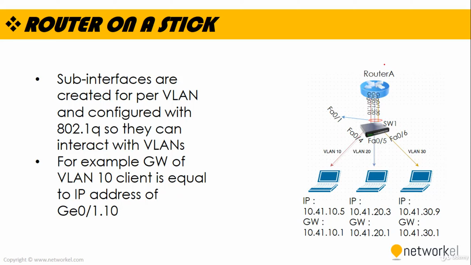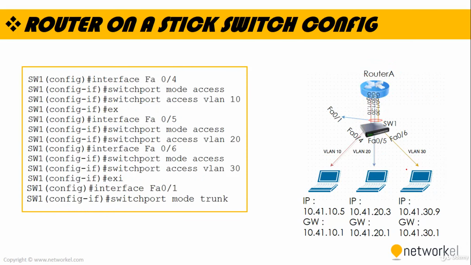the router. As you can see on router A, we have a physical interface connected to our switch, which is gig 0/1. This is the physical interface. But what I'm doing in this router on a stick method is creating 1, 2, and 3 sub-interfaces for this example to provide the communication between these 3 different VLANs.